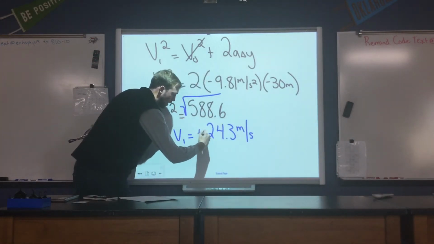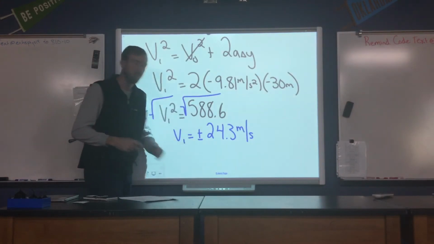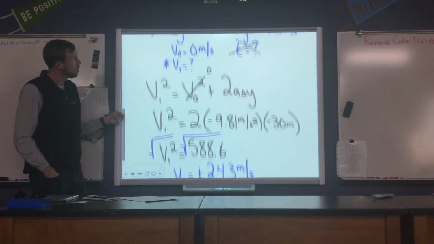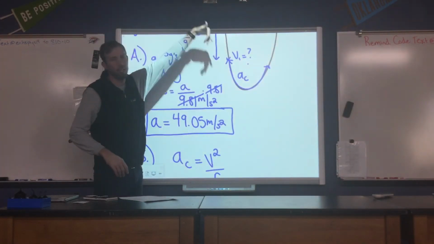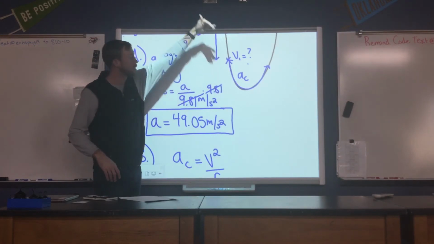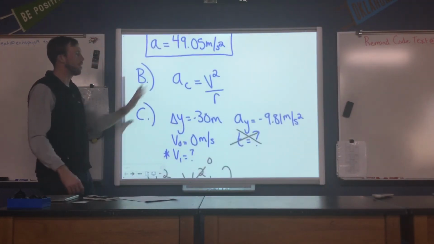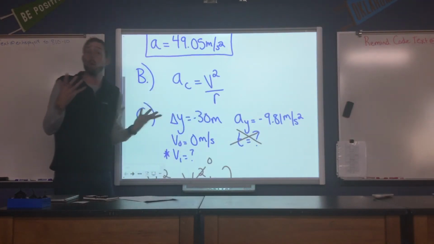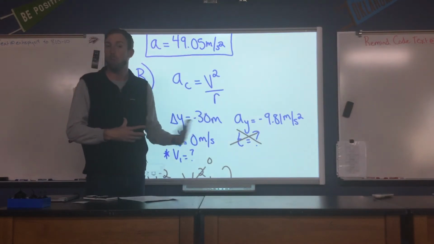Now, technically, when we take a square root, there are two answers that we should get, a positive and a negative value. Here, if we wanted to be really technical, since our object is moving vertically downward on the ride, the velocity in the y direction would be negative 24.3. We're really not as concerned with that value because we're going to square it later on in our equation. But if we were going to present that as an answer, we would need to make sure that the direction follows along with the problem.